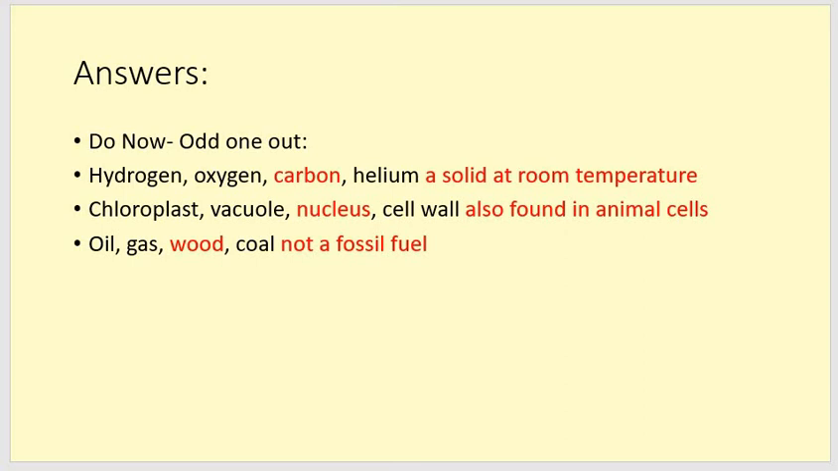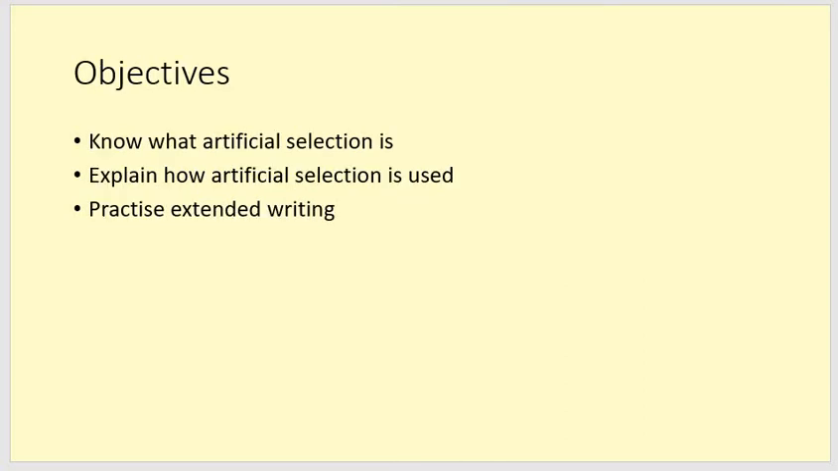Right, here come our objectives. You have three things that we're going to do through this tutorial. You're going to know what artificial selection is. You're going to be able to explain how it is used and understand why. And we're going to practice extended writing. This is a key skill that we will need going into Year 9. And you will be emailing your work to me, and then we'll have some whole class feedback.